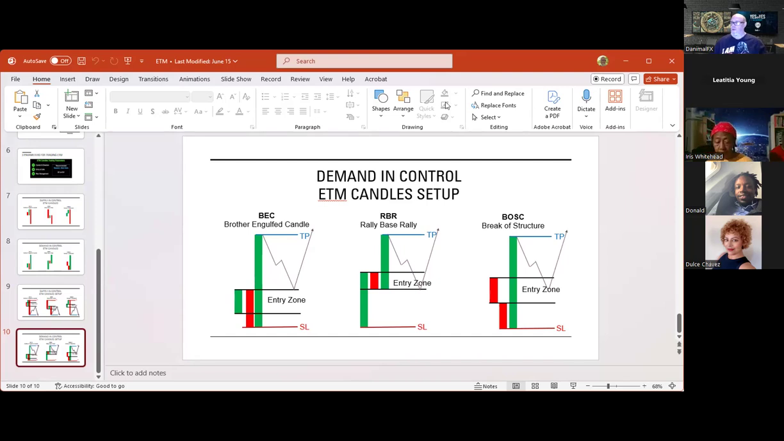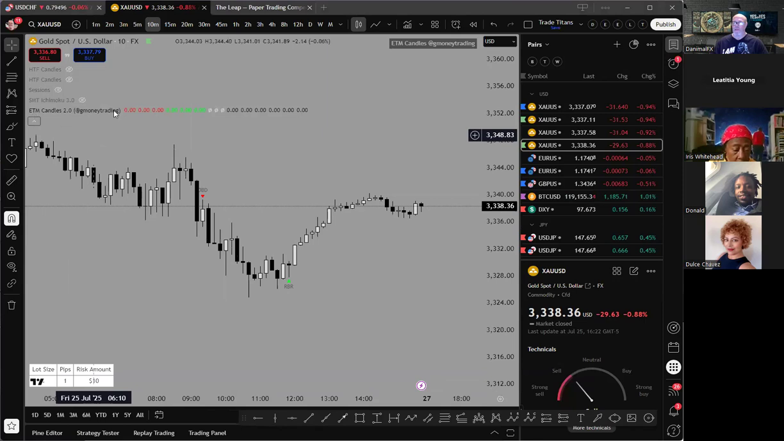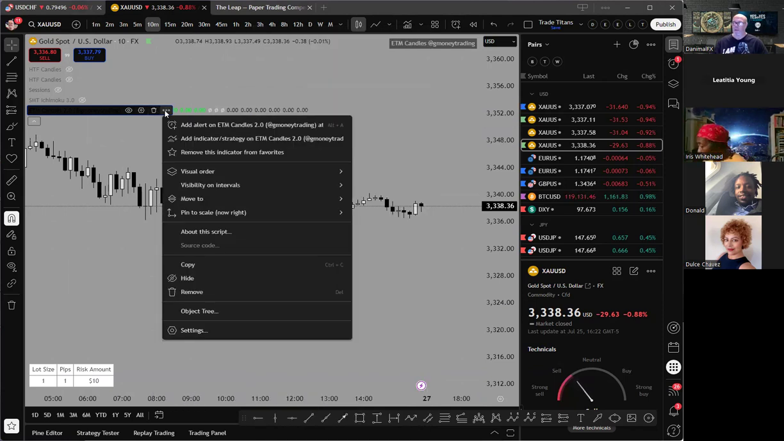And when we look at the actual market itself, we see the same candlestick formations in the market. And I have an indicator that G Money has given us, which is called the ATM candles. Right now, I believe we're still on version 2.0. And if you want to make sure you got the most recent one, you can go to the three dots at the back and see if there is a, where's it at?